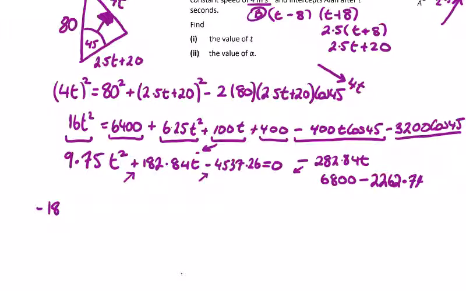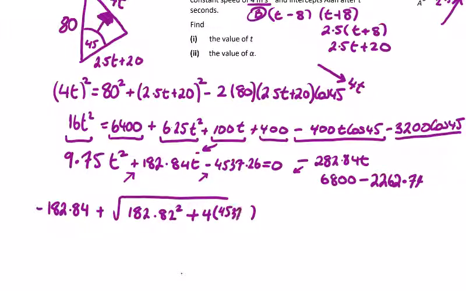So let's just take the positive. Minus b is minus 182.84 plus the square root of b squared minus 4ac, and you can see it's going to be just plus 4 times c, which is normally the case with these. And just get the answer to this, and then divide by twice 9.75, just to make it a little bit easier on your calculator. And be careful, if a is not equal to 1, to put in 9.75.